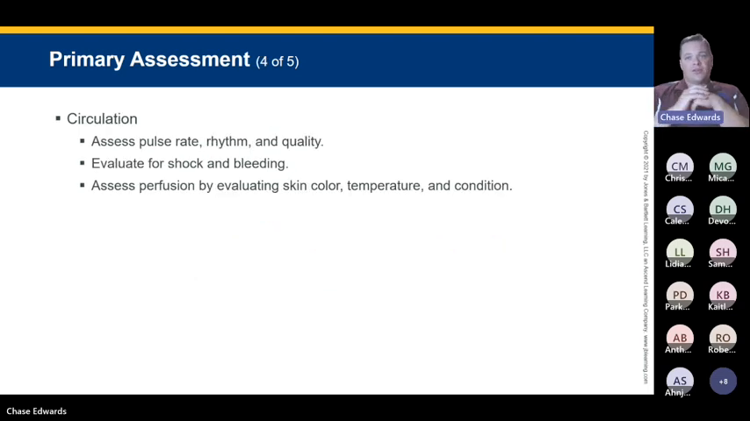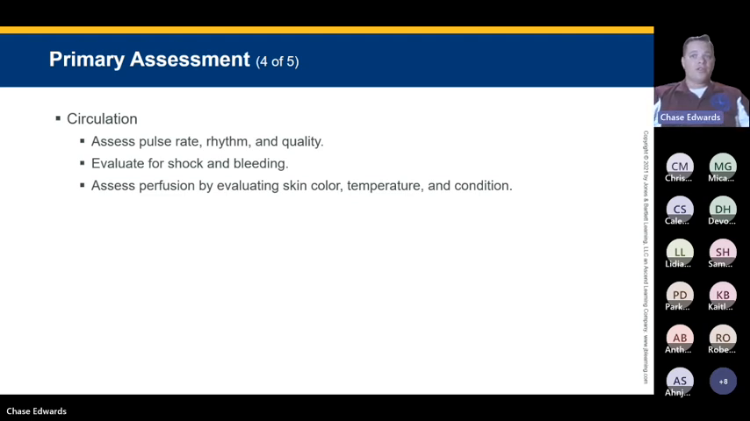All right, assessing circulation. So we're going to assess the pulse rate, rhythm, and quality. Rate, fast or slow. Rhythm, regular, irregular. Quality, bounding, weak, thready. We'll evaluate for shock and bleeding. So if we see any heavy bleeding, we're going to stop it, right? And for shock, we're going to make sure we're covered up. Make sure that we treat for that shock.